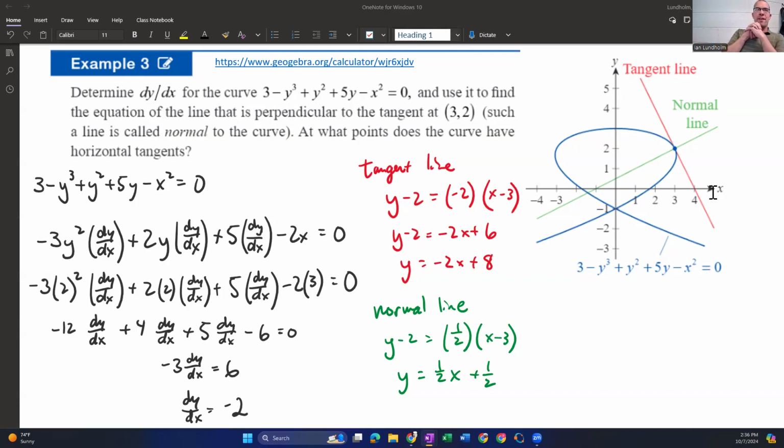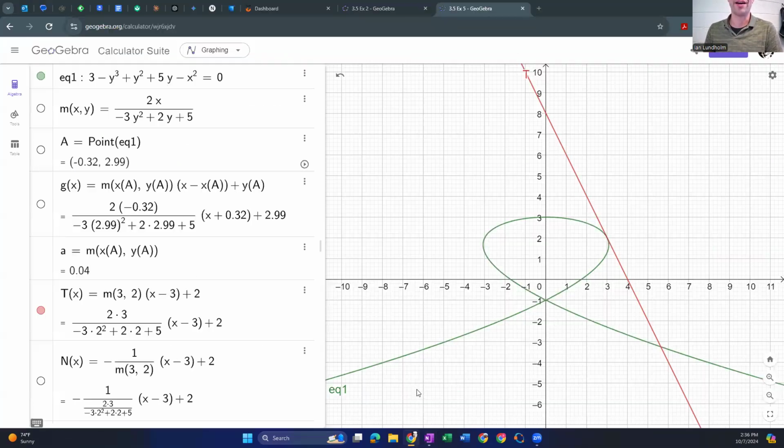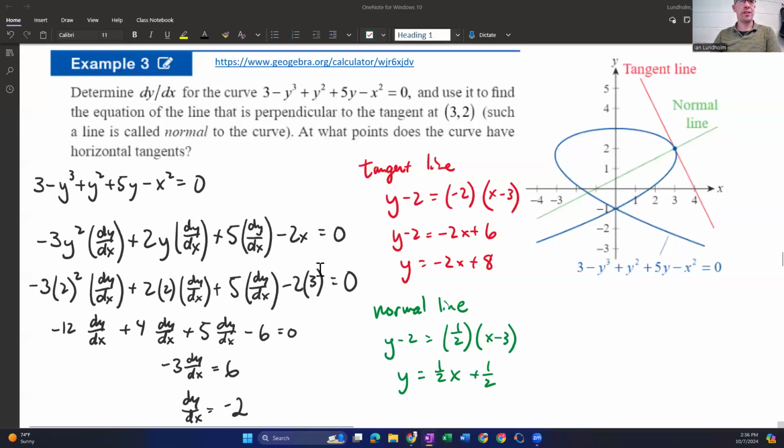Oh, and if we wanted to find at what points the curve has horizontal tangents, this is where it's coming back to bite me, that we didn't solve for dy/dx. I did earlier, and then I decided not to right now. All right, so if we did solve for dy/dx, we'd have 2x over 3y squared minus 2y minus 5. And that would just be working with this equation and simplifying it down so that we've solved for dy/dx. So yeah, that makes sense.